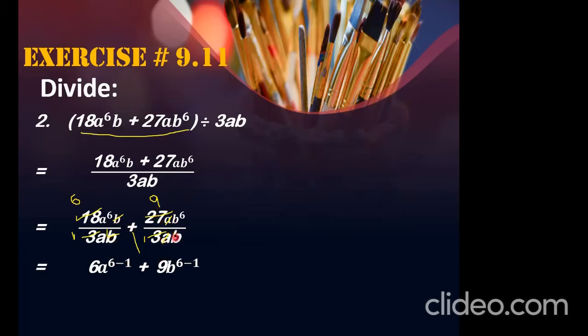A has been cancelled already here. Next is b and b, the same variable, so you will subtract their powers. 6 minus 1, it has power 1. At the end you will subtract their powers and you will get the answer, which is 6a^5 plus 9b^5. Simple and easy. A very simple and interesting question.